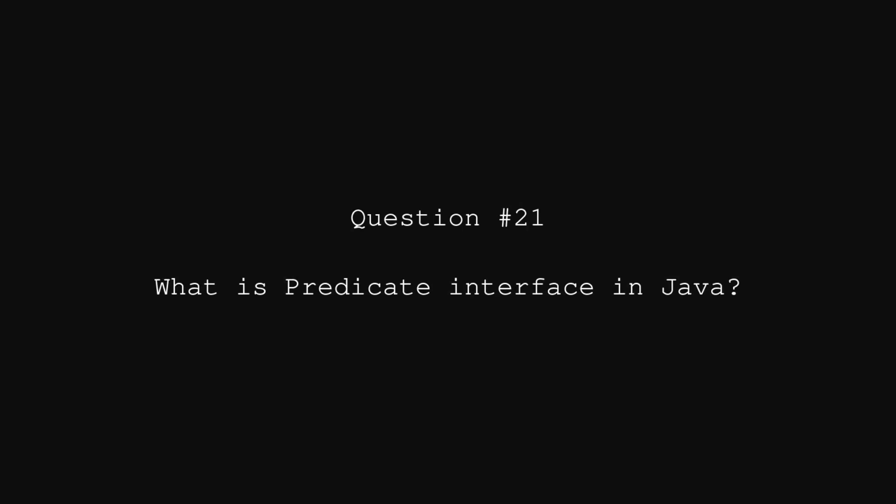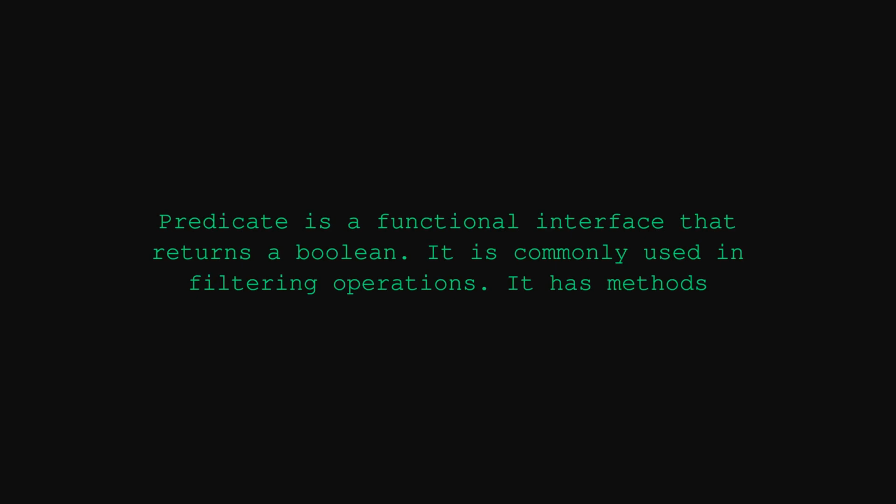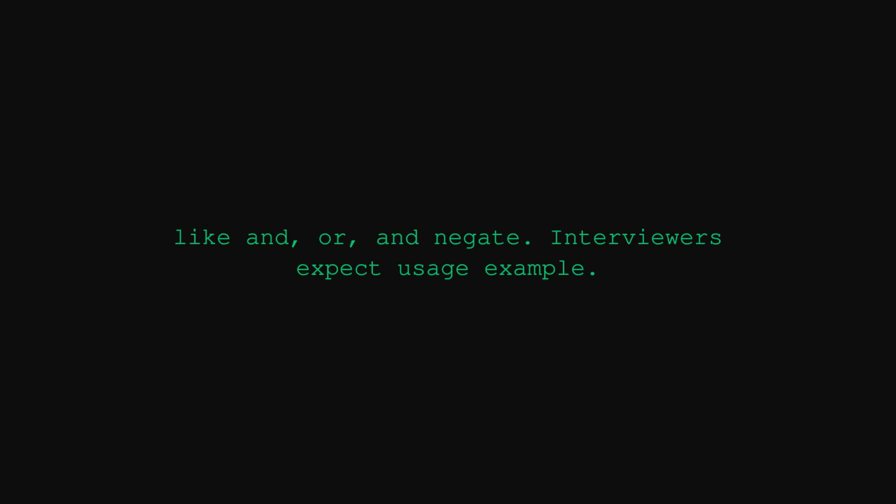Here's a Java 8 interview question. What is Predicate interface in Java? Predicate is a functional interface that returns a boolean. It is commonly used in filtering operations. It has methods like and, or, and negate. Interviewers expect usage example.